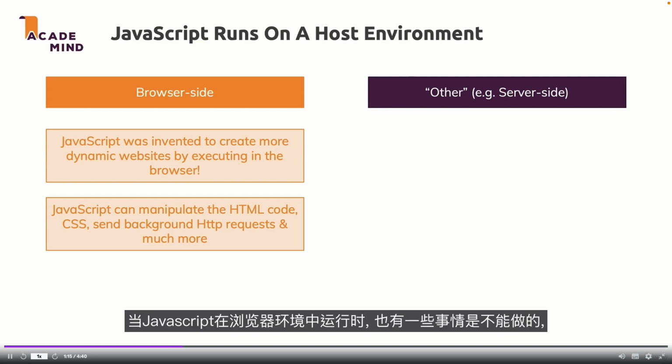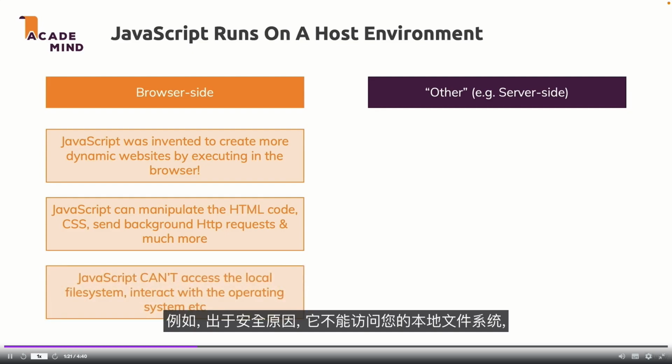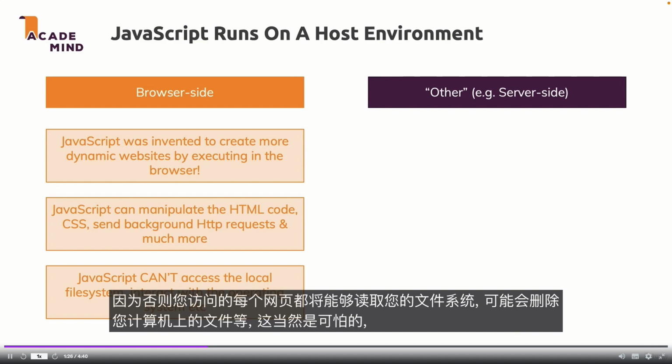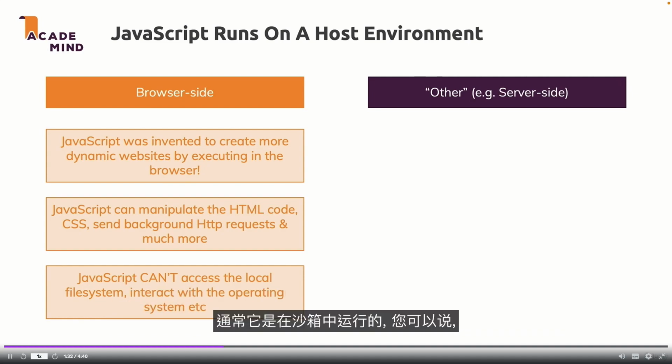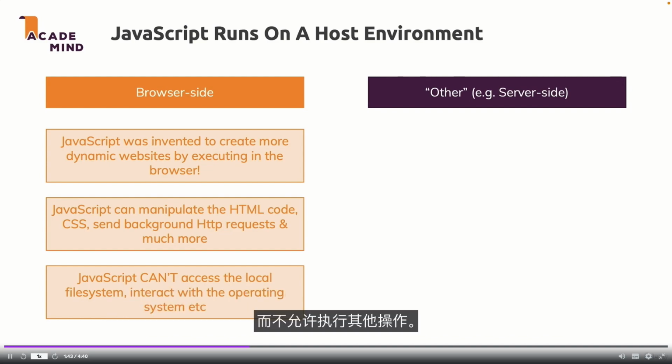And we'll do all of that throughout the course. Now, there also are certain things JavaScript can't do when it runs in the browser environment, though. For example, it can't access your local file system for security reasons, because otherwise every web page you visit would be able to read your file system, maybe delete files on your computer, and so on, which would be horrible, of course. And in general, it is running in a sandbox, you can say. It's not able to interact with your operating system and so on. The browser gives you certain things you can do in this environment and doesn't allow other things.